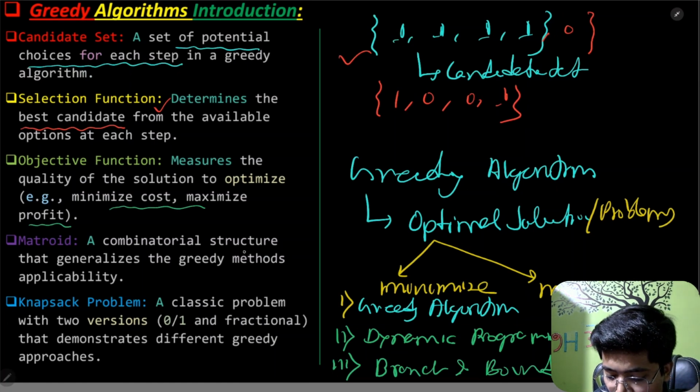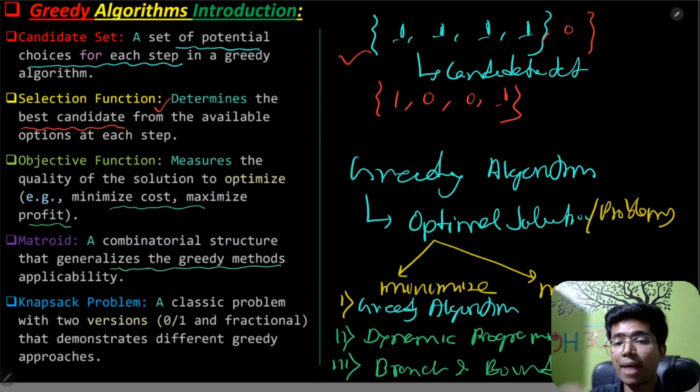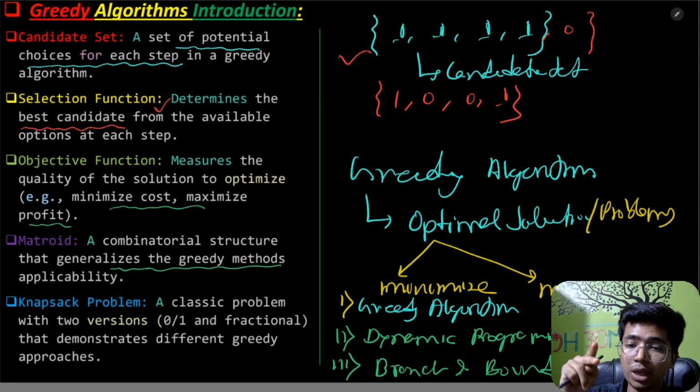Now matroid: a combinatorial structure that generalizes greedy methods. So what generalizes all the greedy methods? Applicability, that is called matroid. Then we get the knapsack problem. The knapsack problem is of two types: 0-1 knapsack and fractional knapsack. We'll be studying that in the next sessions. So that is the knapsack problem.